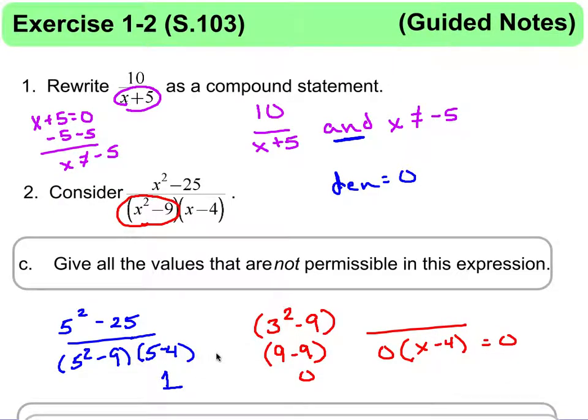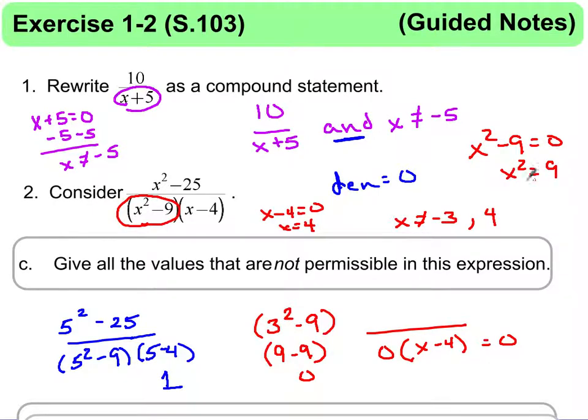Then in part C, it says give all the values that are not permissible. We already know one value that's not permissible, which is that x cannot equal negative 3. We can take the other part, the x minus 4 part, set it equal to 0, and solve, so x equals 4. So the other one that cannot be is 4. We also want to mention, if we solve x squared minus 9 equals 0 and add 9, you get x squared equals 9. If you take the square root, you get not only positive 3 but also negative 3, so we want to add a positive 3 as well.